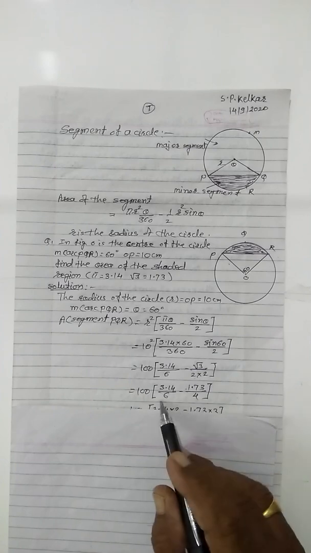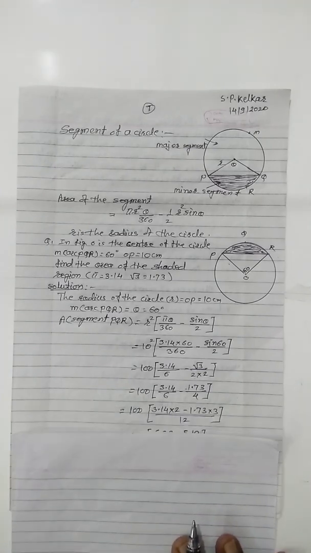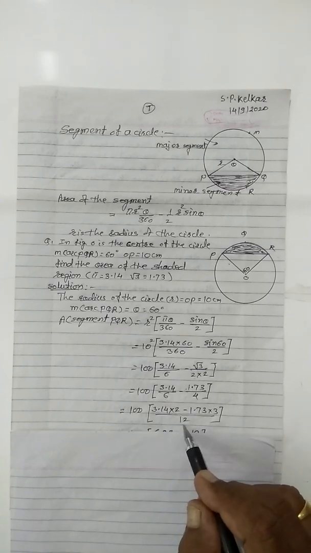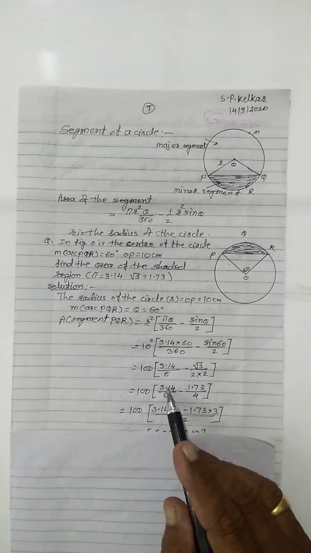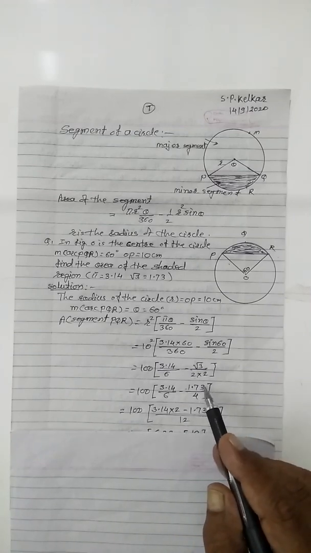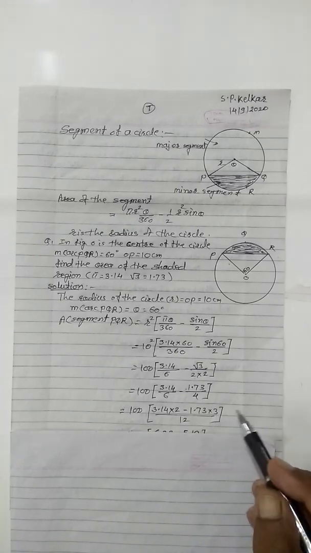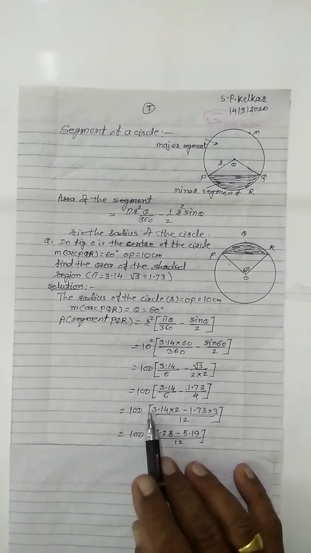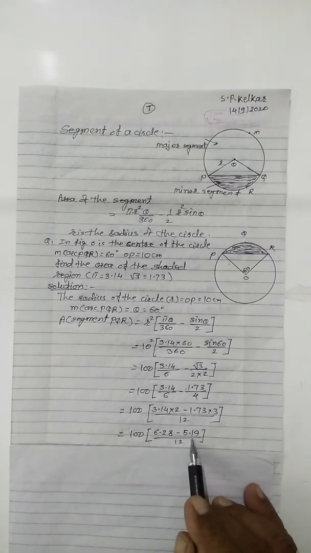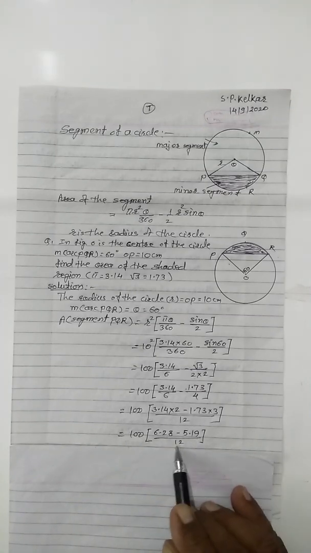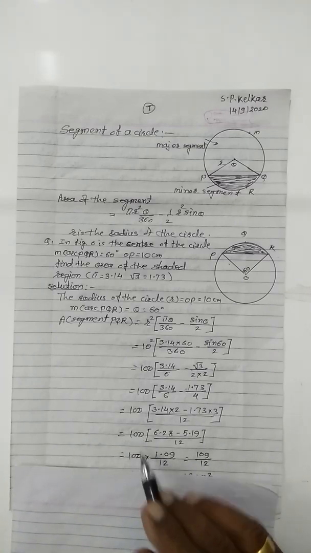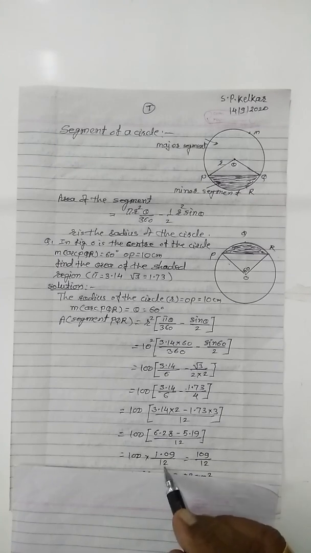Now take the LCM of these two. LCM is 12. 6 2s are 12, so multiply in numerator by 2. 4 3s are 12, then multiply in numerator by 3. Then we get here 100 as it is, 6.28 minus 5.19 divided by 12. Now subtraction of these two is 100 as it is, 1.09 divided by 12.